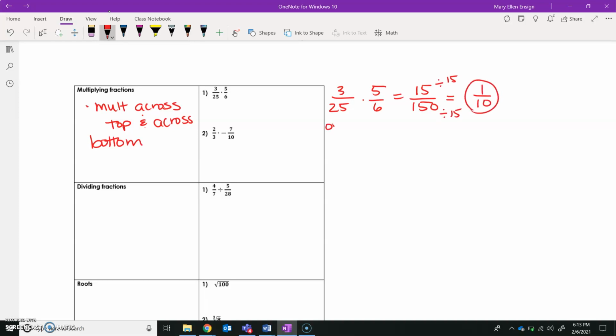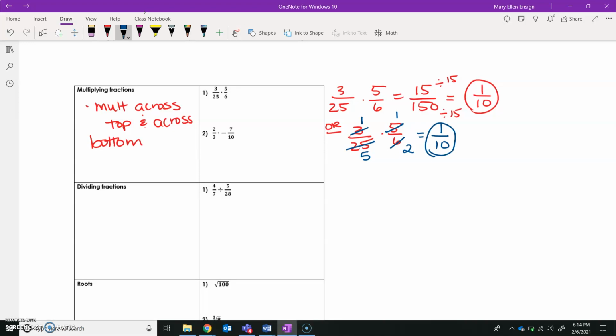Okay. Another thing I can do is if I rewrite this and start from the beginning again, if I have something in a numerator and something in a denominator that have a common factor, then I can cancel that out. So 3 goes into 3 once, 3 goes into 6 twice. 3 went into both of those, so I could cancel them out. 5 goes into 5 once, 5 goes into 25 5 times. Now I can multiply across 1/10. What I did was I really took out this 15 before I multiplied instead of after.